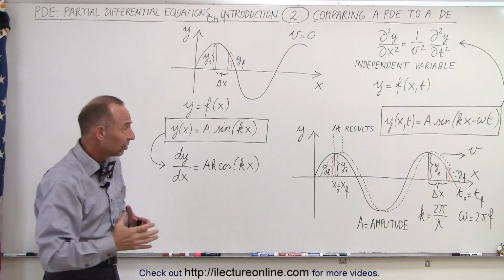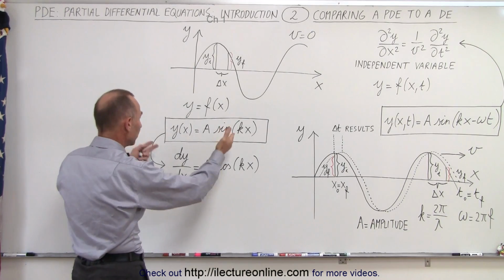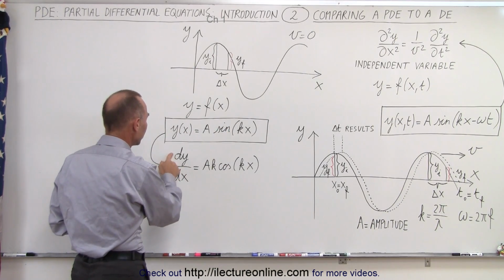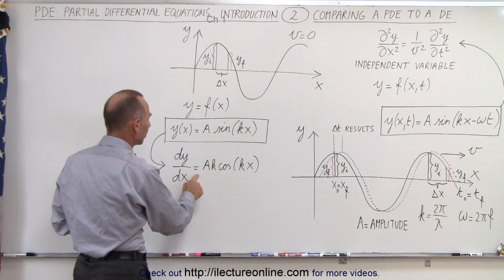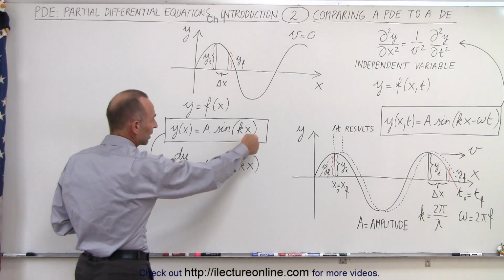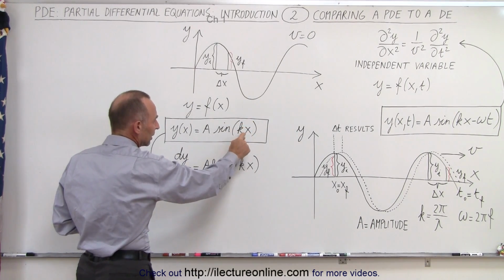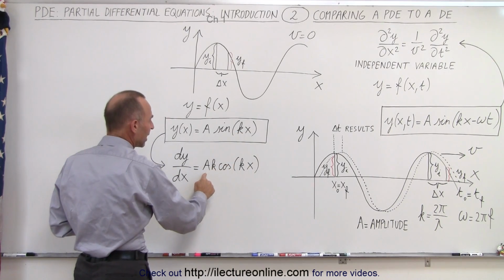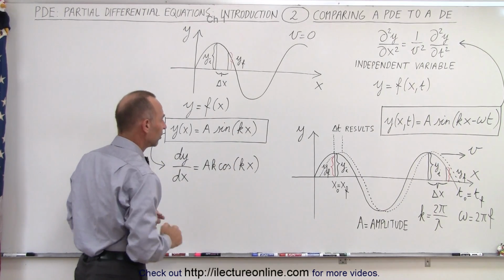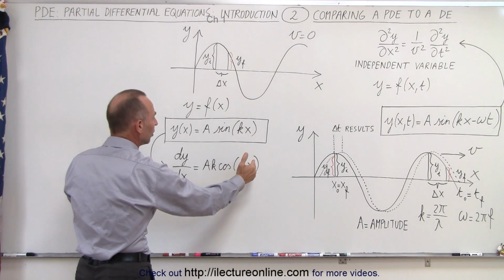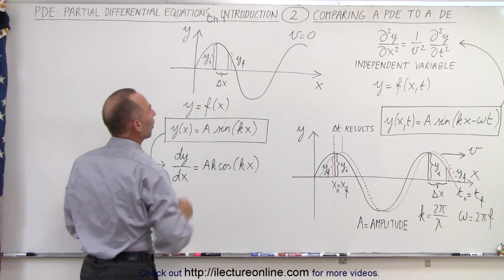So if we're going to write this in the differential equation, we take the derivative of both sides, and we can see that the derivative of y with respect to x is simply equal to A times k, because when we take the derivative of the angle, the k is a constant that comes out, so we have A times k times the cosine of kx. So here's our differential equation that describes this wave.